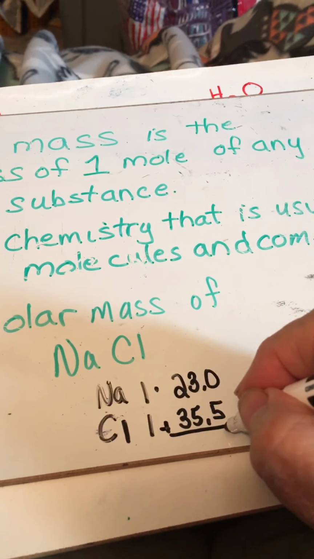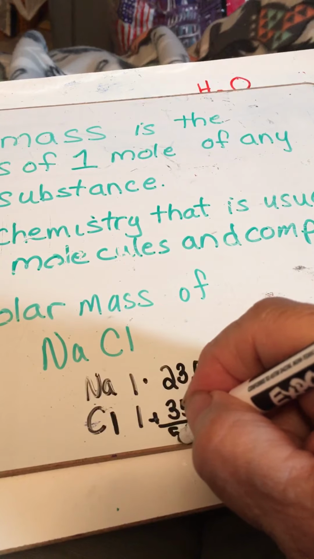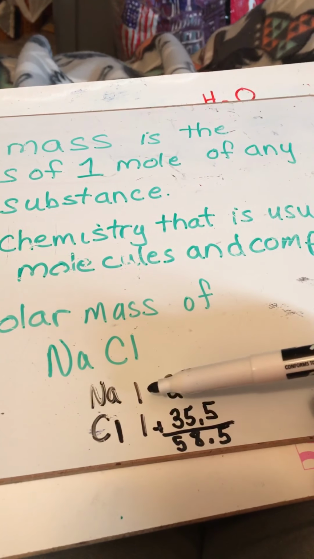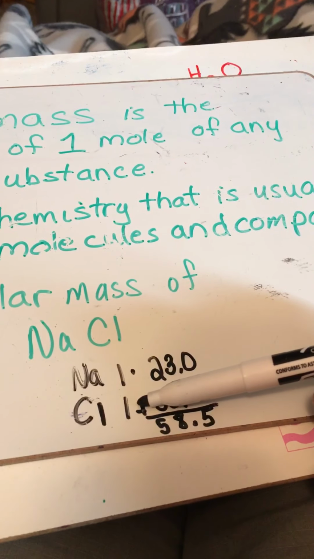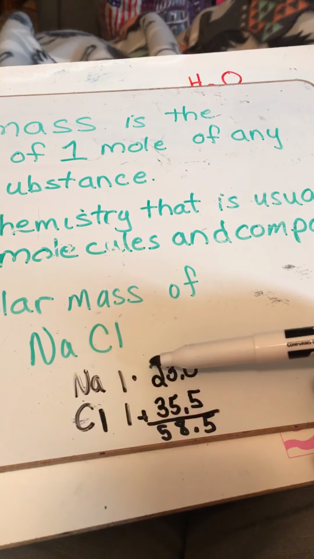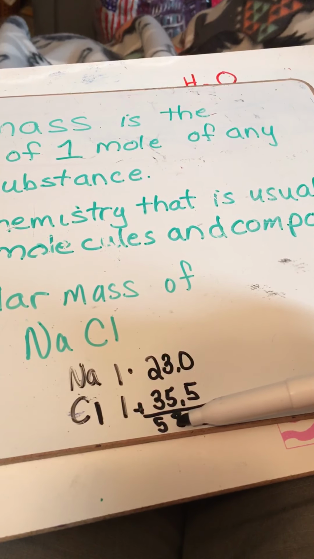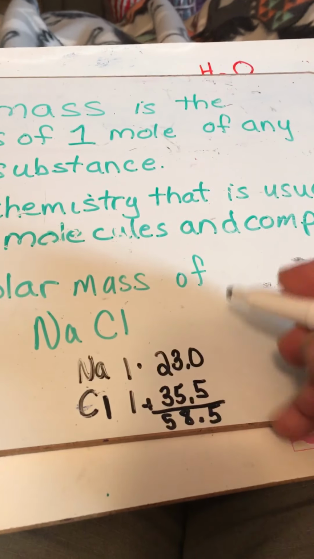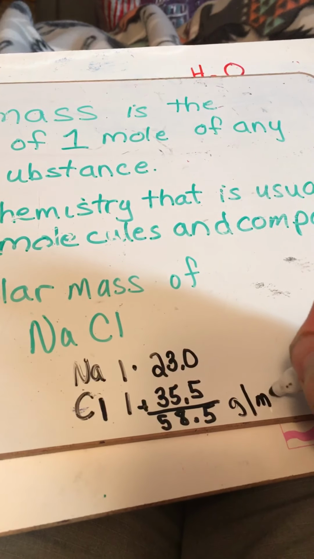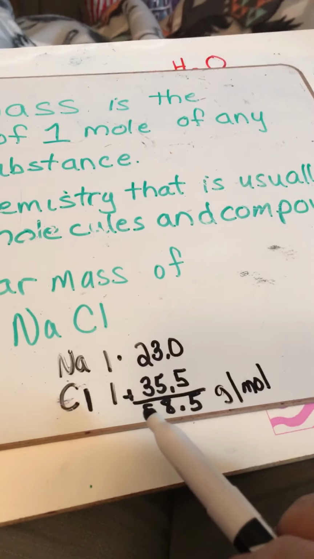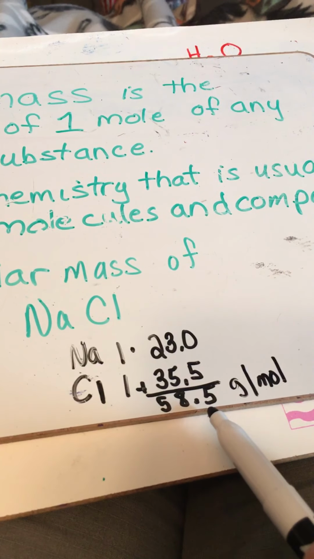Then we add these two together. So what we're doing is adding the mass of the number of sodiums plus the mass of the number of chlorines to give the mass of the total compound. And we call this 58.5 grams per mole. 1 mole of sodium chloride would weigh that much on a balance.